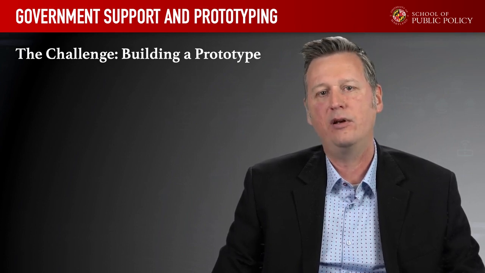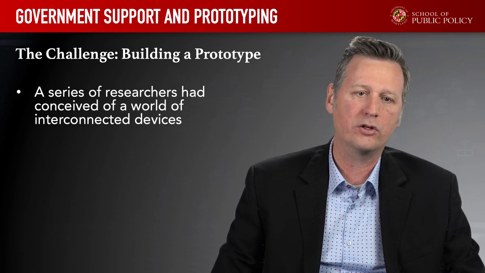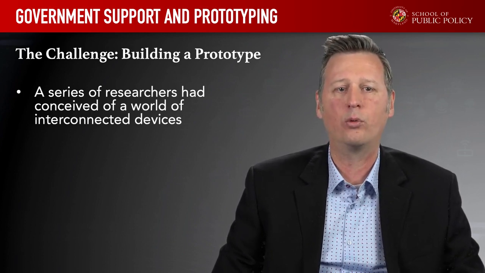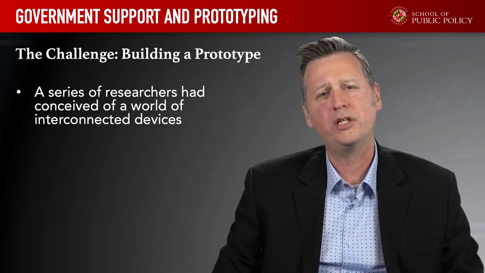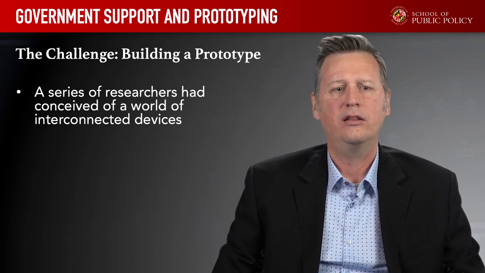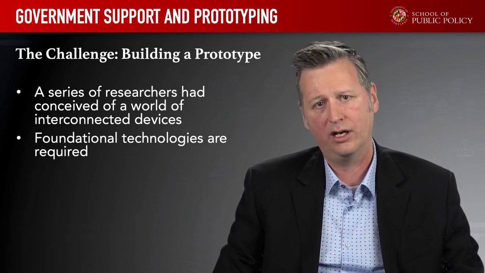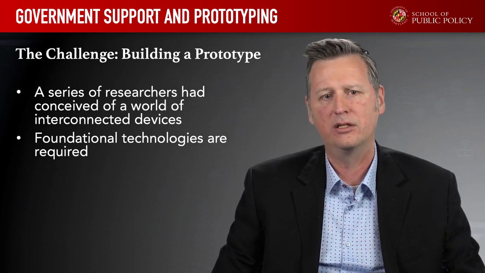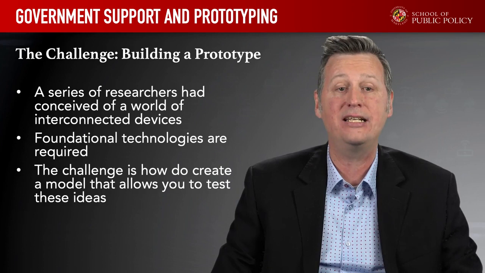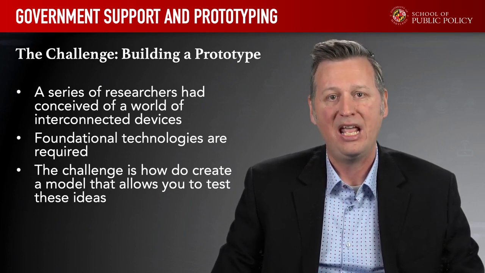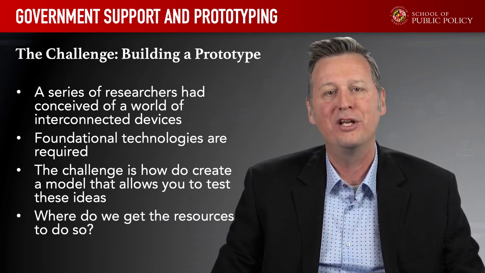In today's video, I want to talk about how we move away from the theoretical origins of the internet into something that is akin to a small prototype, specifically how the government supported that effort. The challenge that we're confronted with is that in the early 1960s, you had a series of researchers all over the world that had conceived of a world of interconnected devices. And these are really just solid ideas, good ideas. And the question is that foundational technologies had not been invented yet. So you have this vision of a different world, but new technologies need to be developed. And the challenge is, how do you convert good ideas into a model that allows you to test them? And more specifically, where do you find the resources to do so?